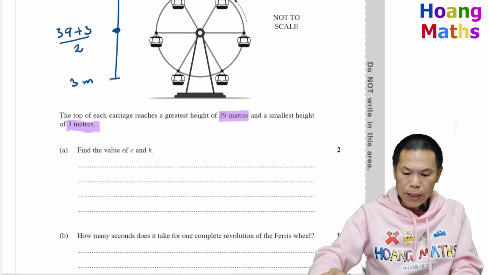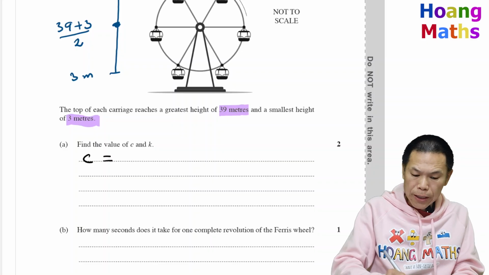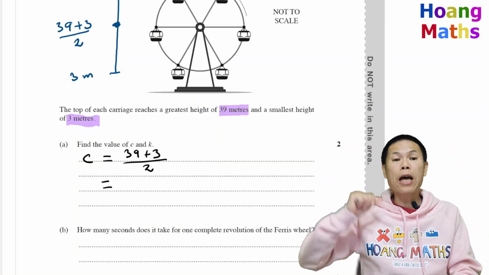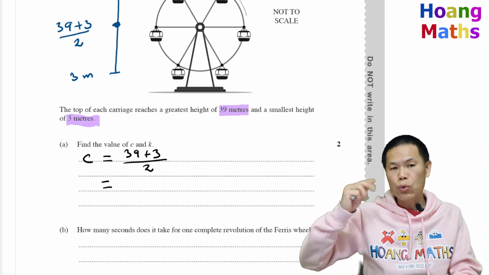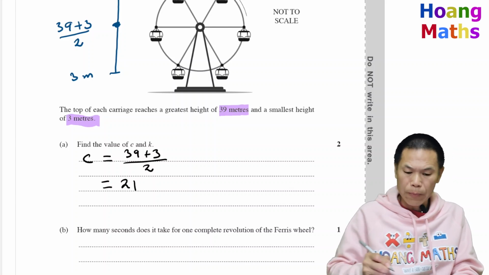So let me just write this down. First of all, C is 39 plus 3, divided by 2. So 39 plus 3 is 42. We divide by 2. That gives us 21.